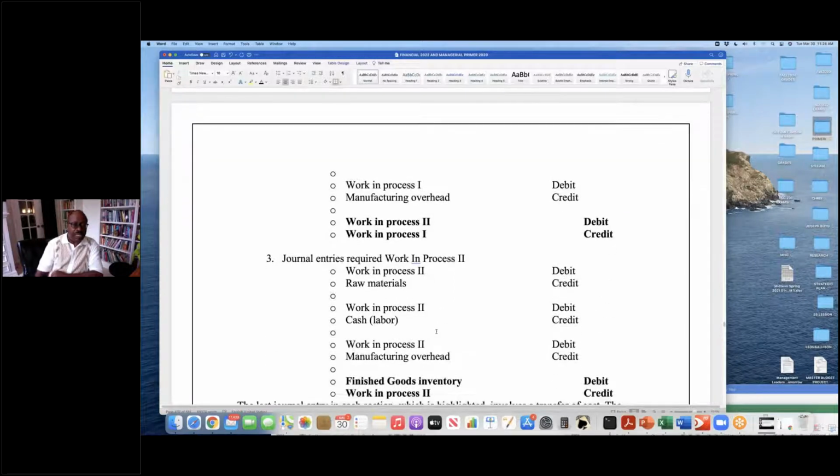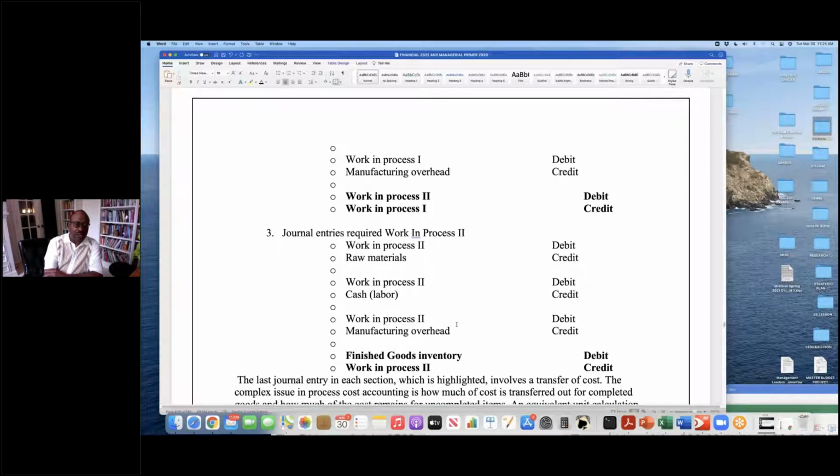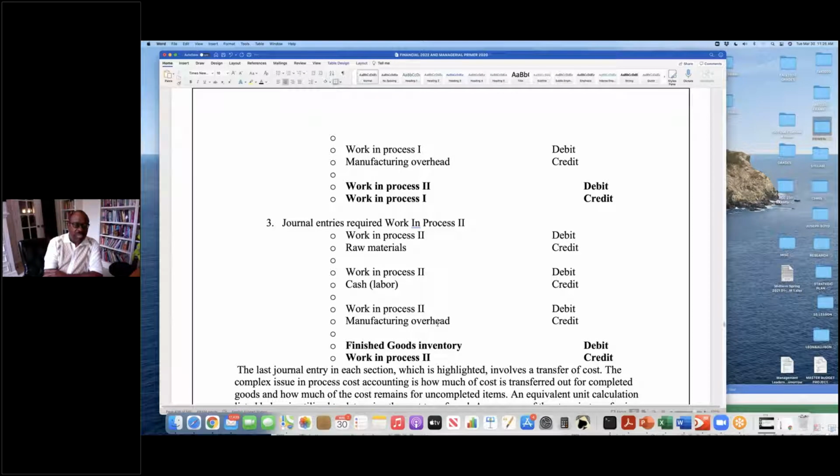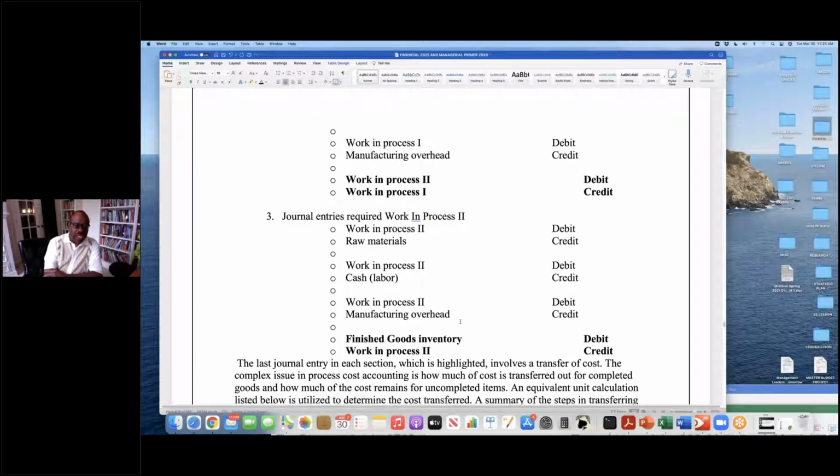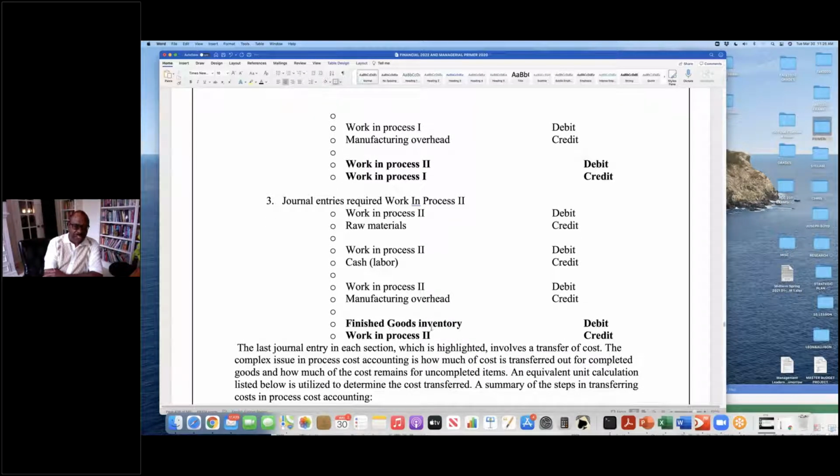At working process 2, we're doing the same thing: debit working process 2, crediting raw materials; working process 2, crediting labor; working process 2, crediting overhead. And then we make the transfer from working process to finished goods. But these highlighted journal entries at the end, on the transfer, are where we're going to change.